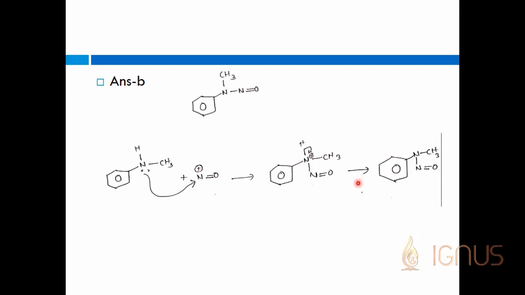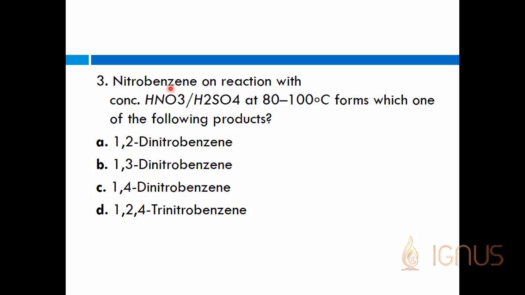Let us go to the next question. Question number 3. Nitrobenzene on reaction with concentrated HNO3 and H2SO4 at 80 to 100 degrees Celsius forms which one of the following products? Option A, 1,2 dinitrobenzene, option B, 1,3 dinitrobenzene, option C, 1,4 dinitrobenzene, and option D, 1,2,4 trinitrobenzene. Try to find the answer. This is a nitrating mixture. This combination of HNO3 and H2SO4 is a nitrating mixture.